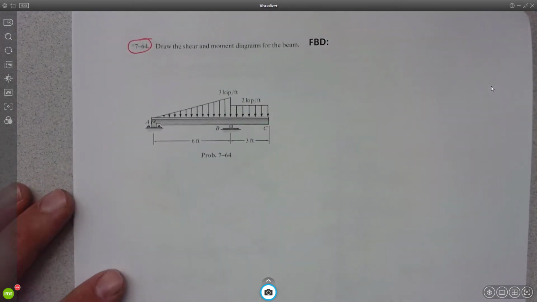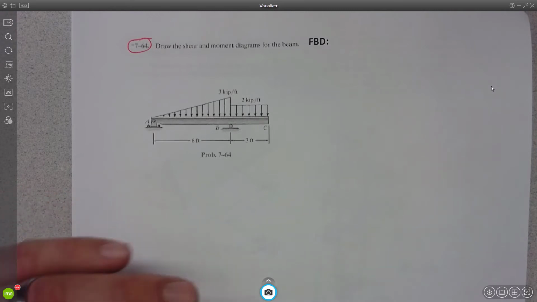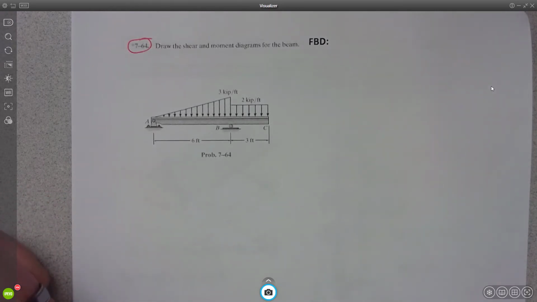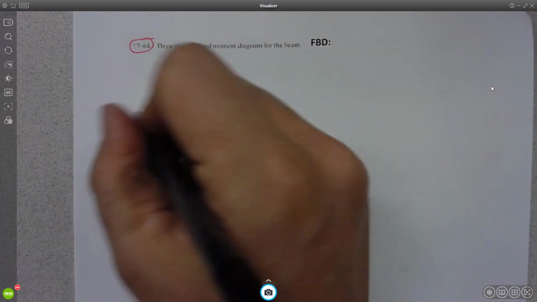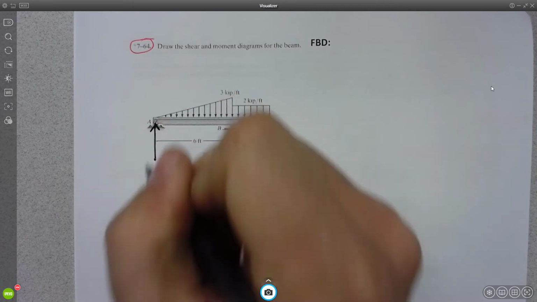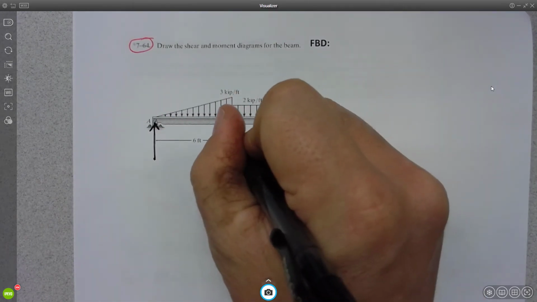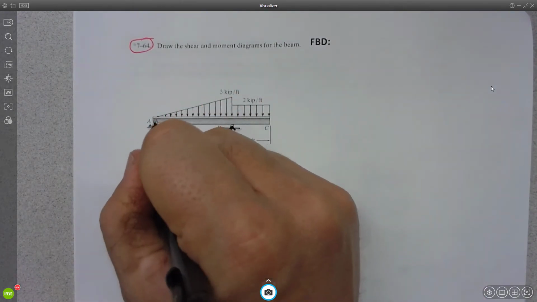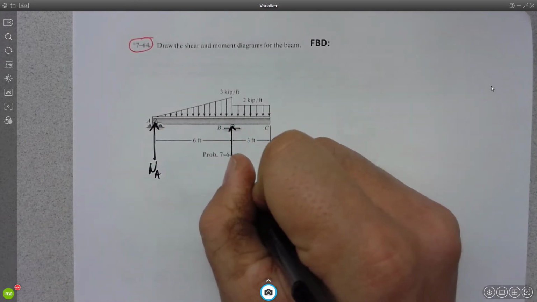Draw the shear and moment diagrams for this beam. What's the first step of drawing shear and moment diagrams? Finding the reactions, exactly, right? So we're going to have some reaction at A and some reaction at B. I'm going to call that the normal at A and the normal at B.